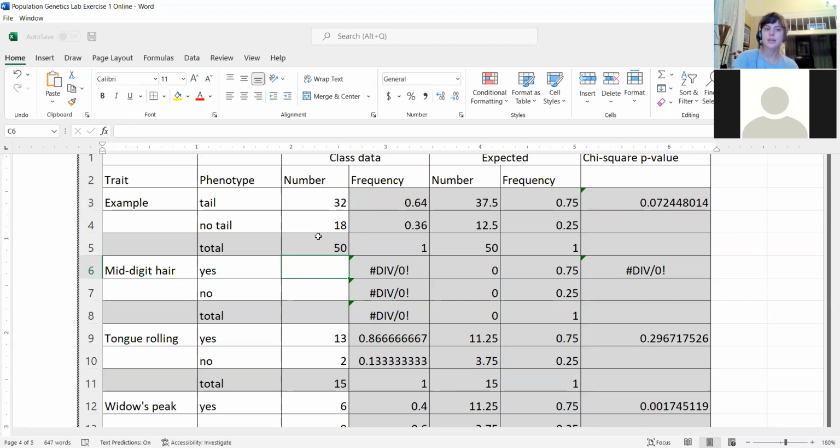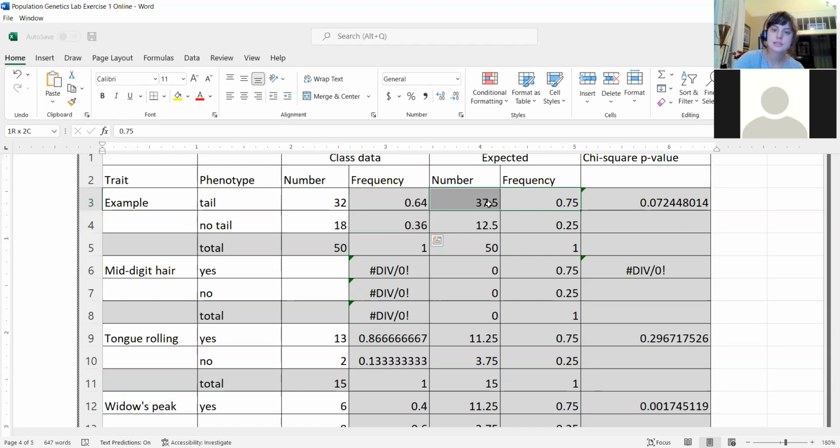So that calculates everything for you, all those frequencies based on this class number. These are the actual counts of students with tails, students without tails, and the total. Based on that, it calculates the frequencies for you. This is the class data frequencies for the trait tails. 64% of students had a tail, 36% did not have a tail. We're saying tail is dominant, no tail is recessive. That's the actual data for our class in this example.